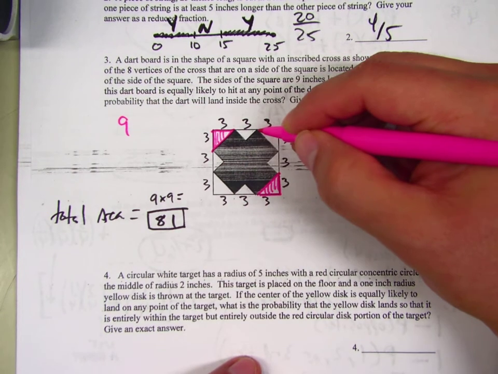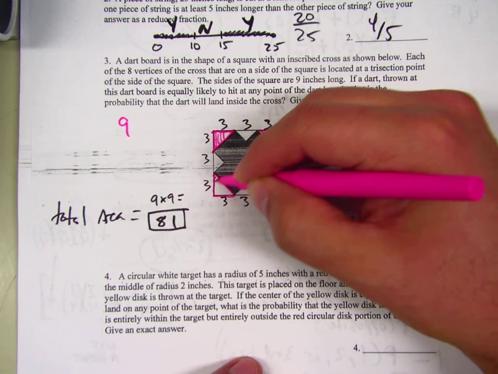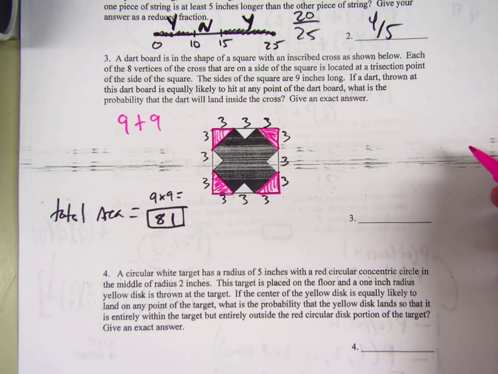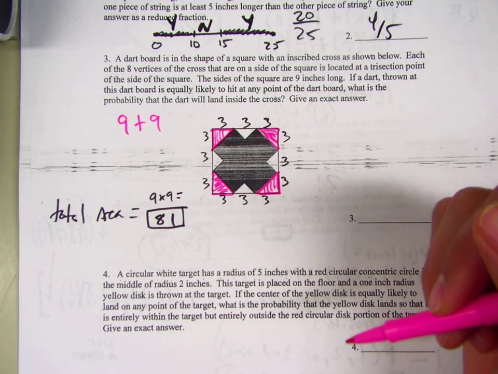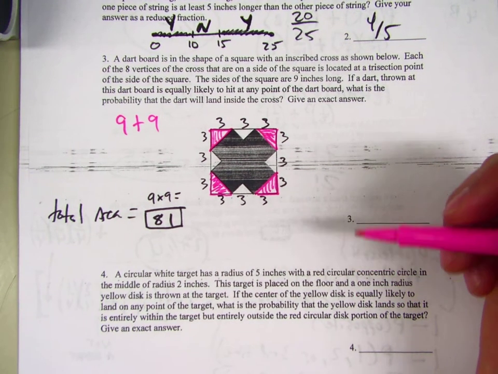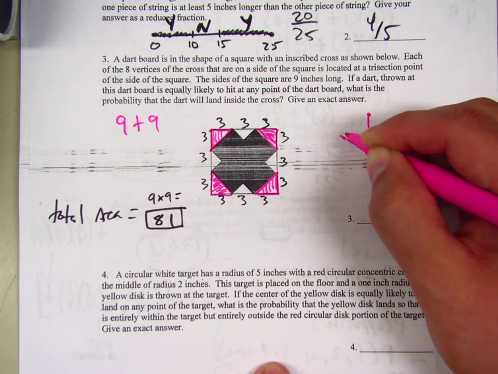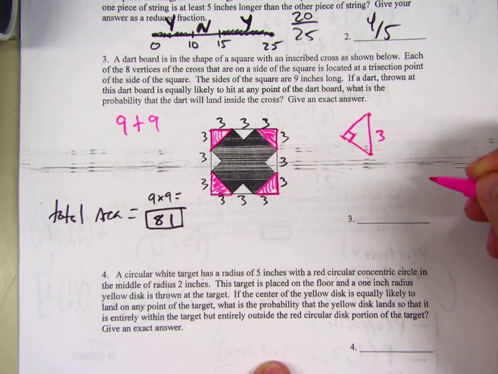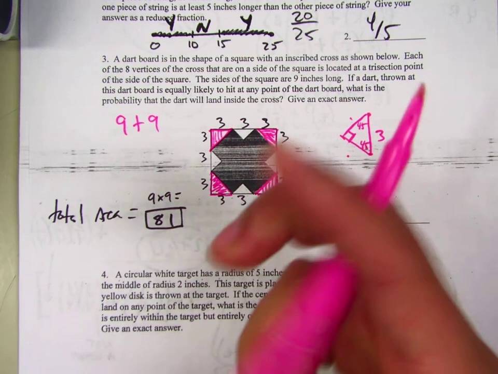Do you guys see how I can do that in the other corners? This triangle put together with this triangle is another square that's 3 by 3. So far I have 9. Okay, and now this little triangle, this is interesting. At least I had to think about it like this. I'm going to zoom in. This is a 90-degree angle, and this is 3. How long are the two legs if this is 45, 45, 90?